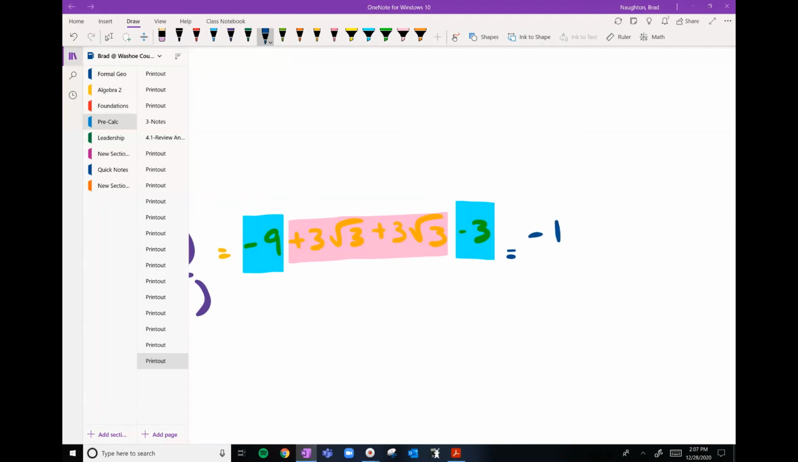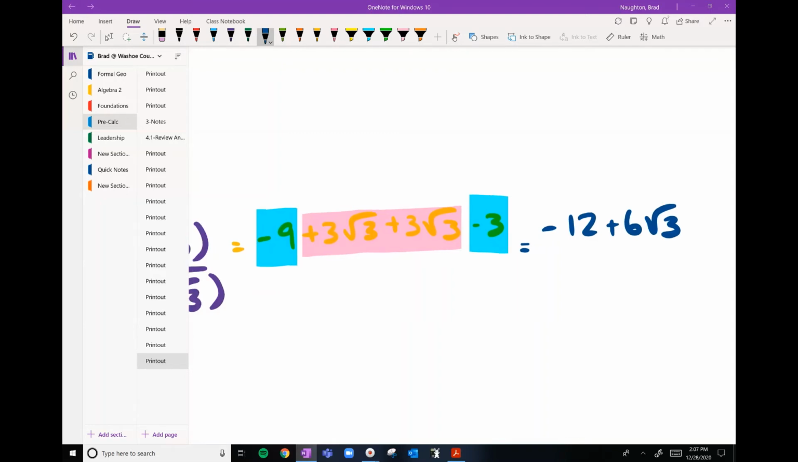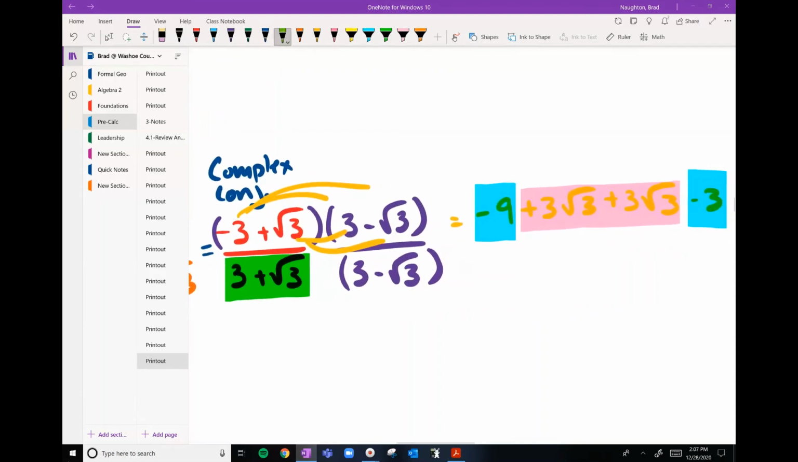So negative 12 plus 6 root 3 is what we're going to get on the top. Now we're going to do the same thing on the bottom, hopefully with no sign change errors. That'd be great. So first, outside, inside, last.